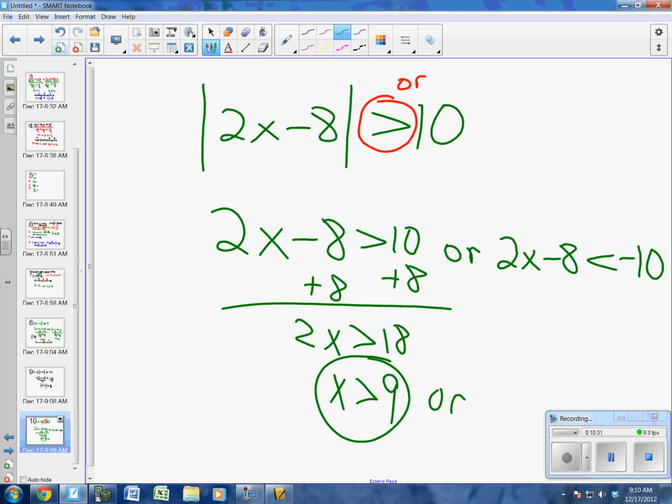Or, add 8 to both sides, divide by 2, and we get x is less than negative 1, or greater than 9.